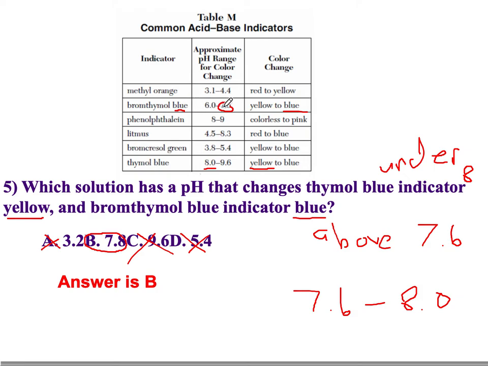Because bromothymol blue is going to be yellow under 8, and then thymol blue, even I got confused. Thymol blue is going to be yellow under 8. Bromothymol blue is going to be blue above 7.6.